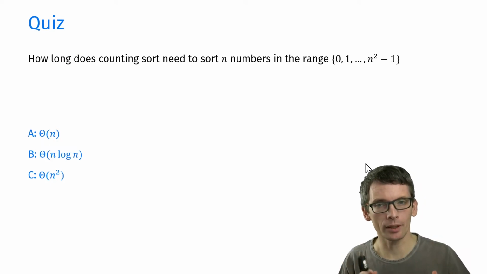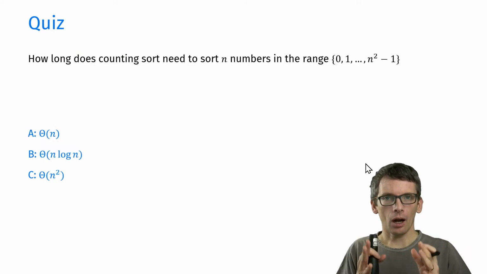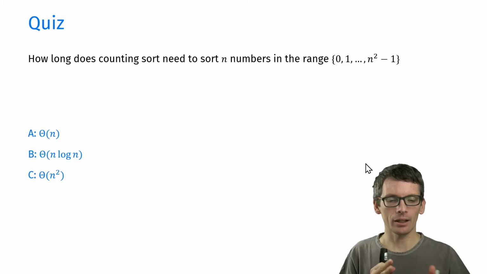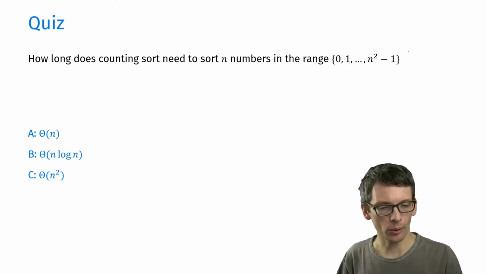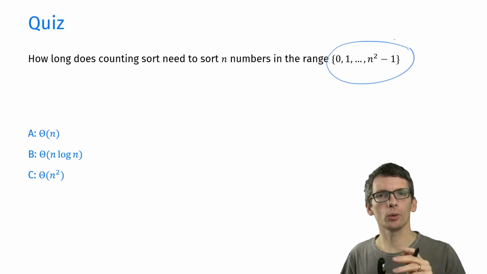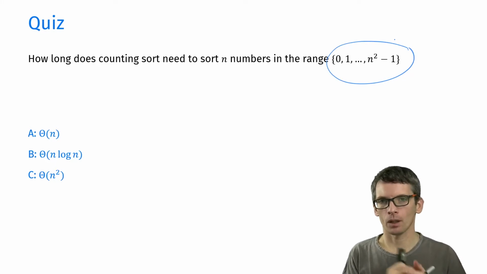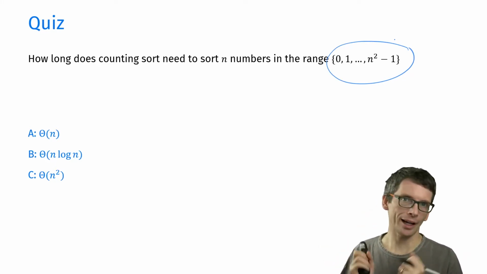Let's have a second quiz, namely the following. How long does counting sort need if we have n numbers in the range from 0 to n squared minus 1? Linear time, n log n time, or n squared time?